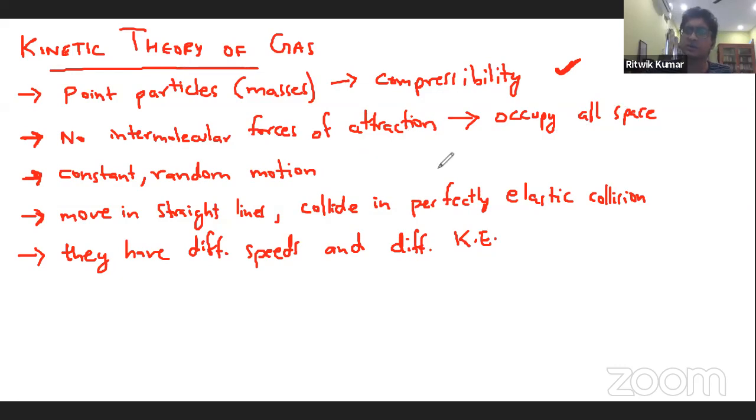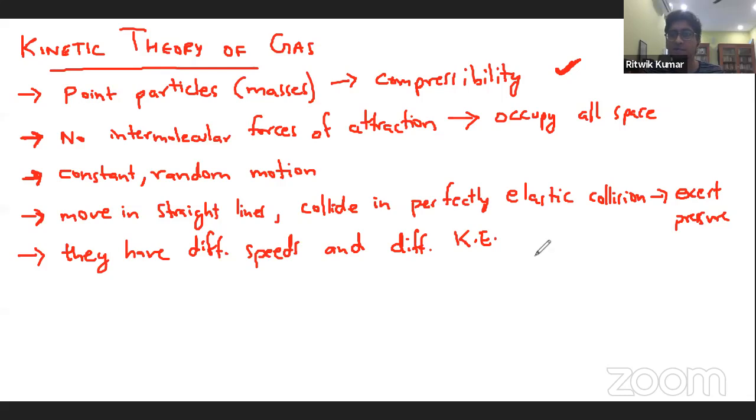Constant random motion, there's not much inference you can get. A lot of things can be related to the random motion. Then what else? So the fourth point: moves in straight lines and collides in a perfectly elastic manner. This can explain how they exert pressure on the container, because they're colliding against the walls of the container. That is what's leading to the pressure that you observe. So these are the main points that are part of the kinetic theory of gases.